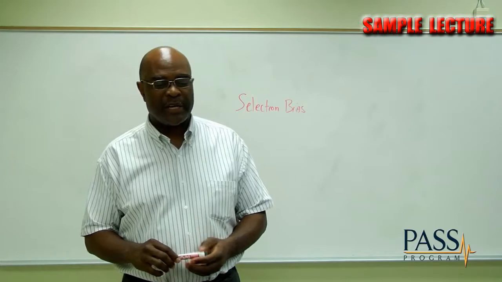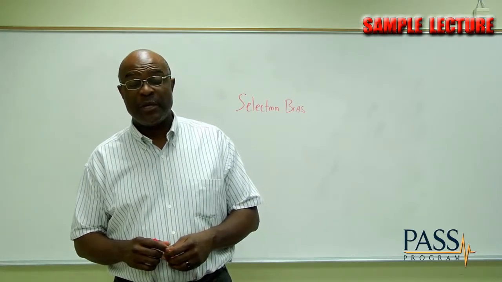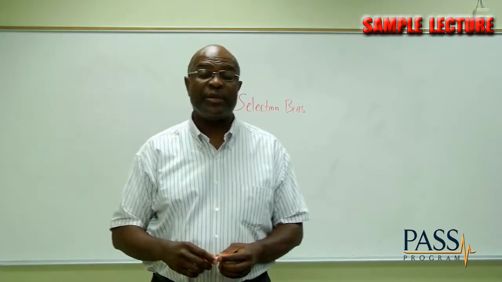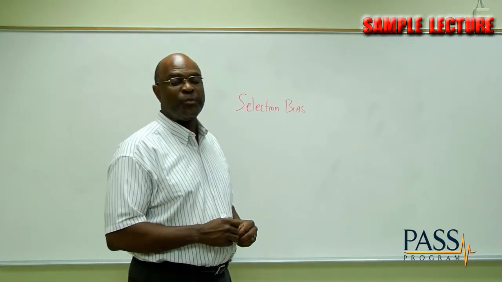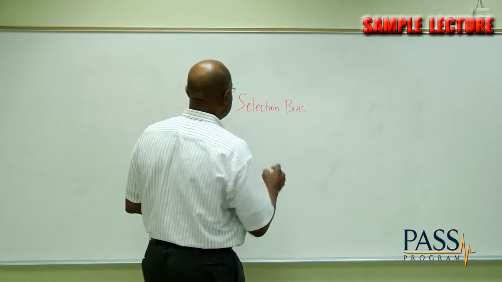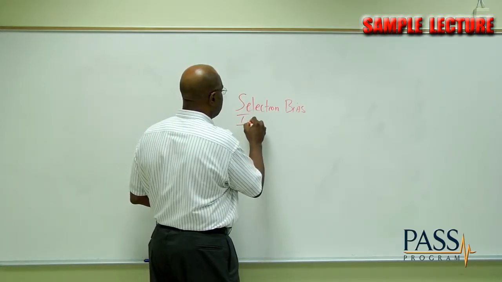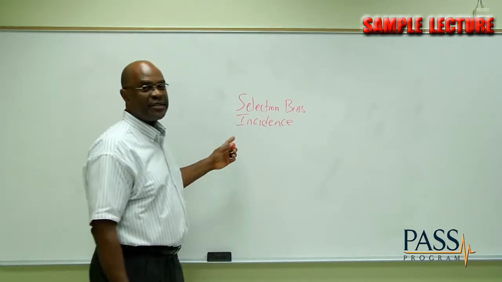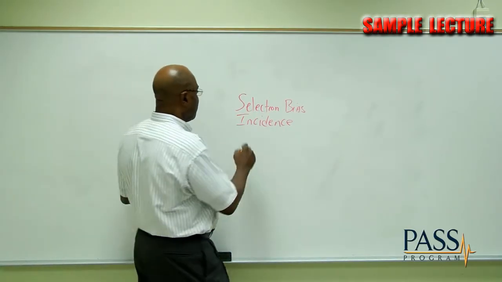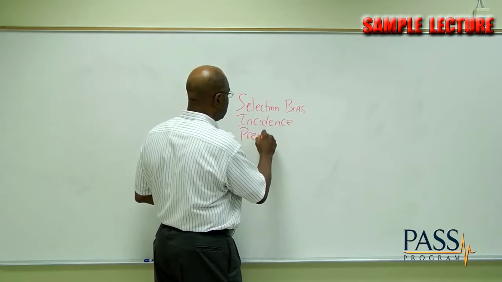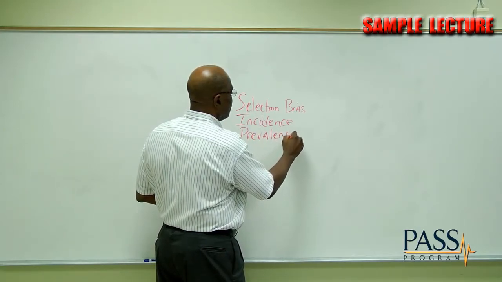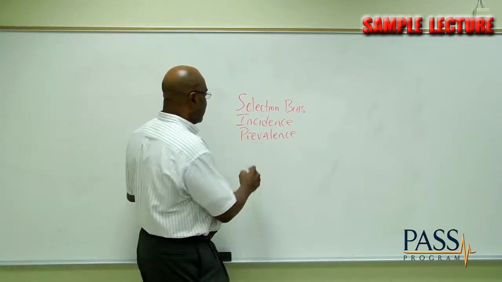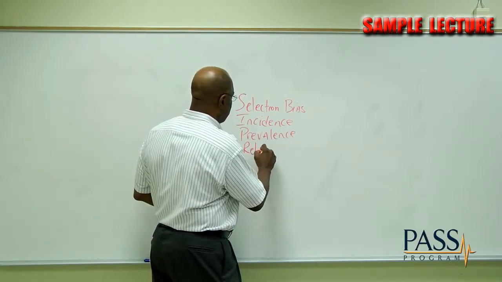So a cohort study can be either prospective. Prospective means you're going forward in time, and you're going to watch them to see what's going to happen. And when you do a prospective study, you're going to start looking for new cases, which is called incidence. So incidence is new cases, and then you're going to be looking for prevalence. Prevalence is total cases, and then at the end, you calculate a relative risk.